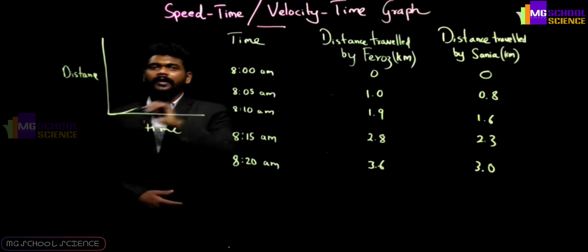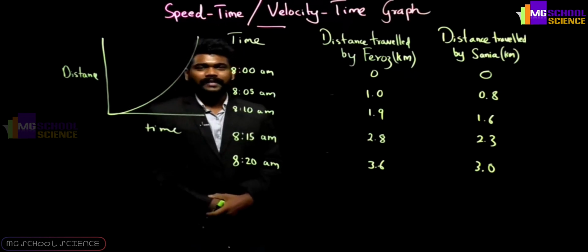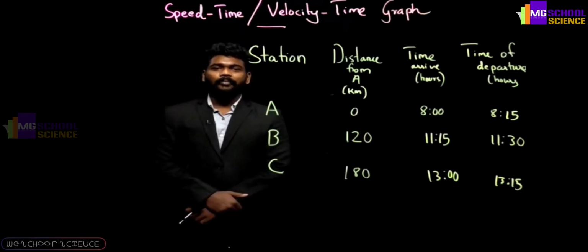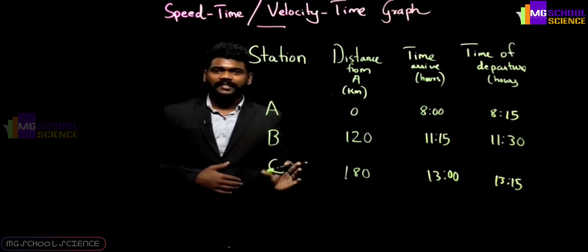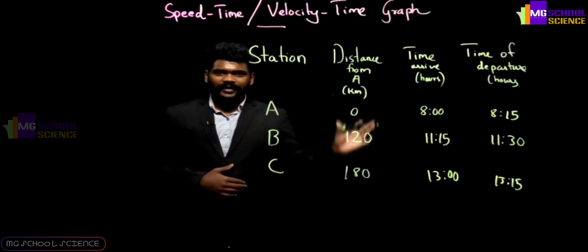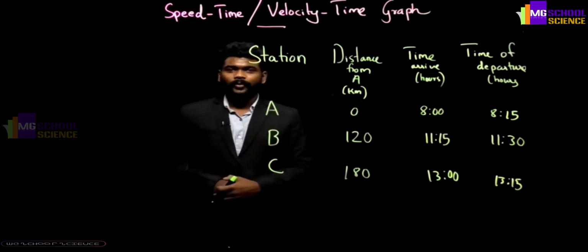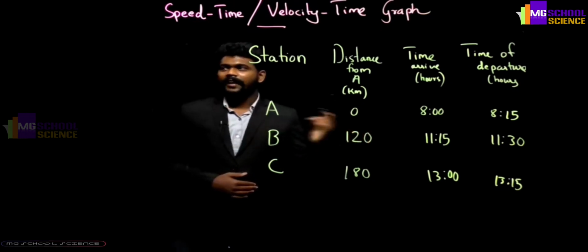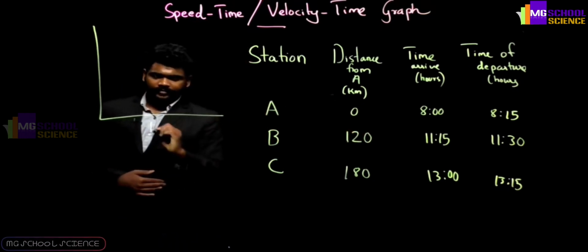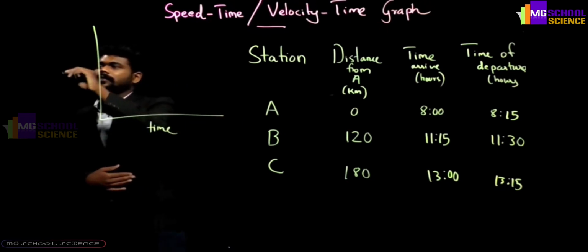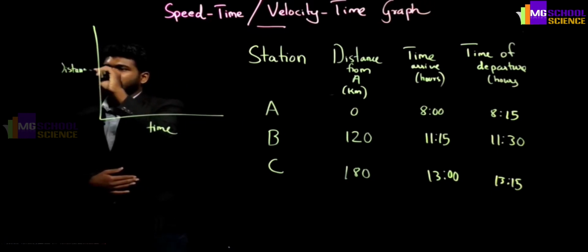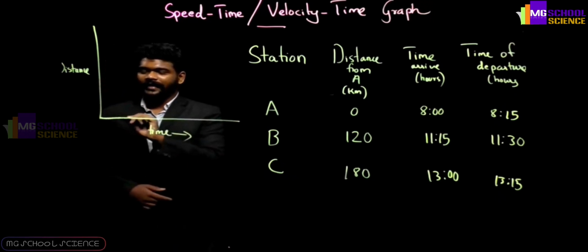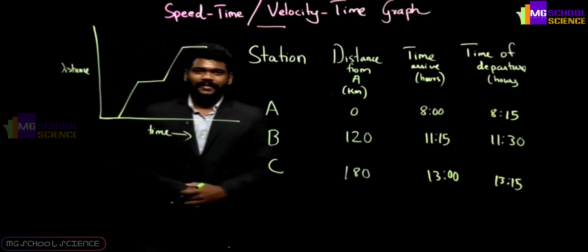In the next activity, the arrival and departure of trains at 3 different stations is given with the distance of every station from station A. Now, try to plot the distance versus time graph considering that the train travels with a uniform velocity. Then, if you try to plot this data, you should get a graph like this. Try to plot this and see if you get this.